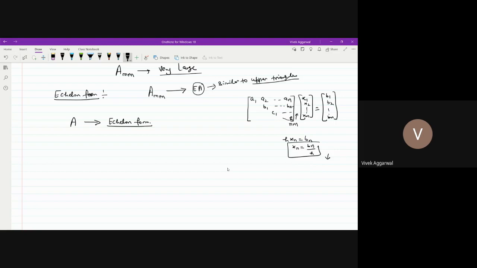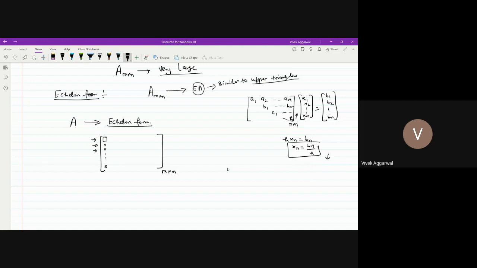In the Echelon form, what we are going to do: suppose A is my matrix, a m cross n matrix. Now in the echelon form, we start looking at the first row, and first I will look at the first column and see where the non-zero element is occurring, and I will swap this non-zero element. Suppose this is a non-zero element, so I will take this as the pivot element, and I will try to reduce all the elements below this equal to zero.